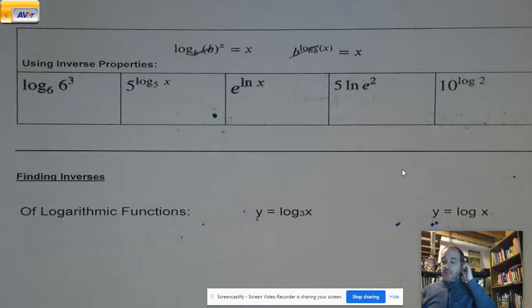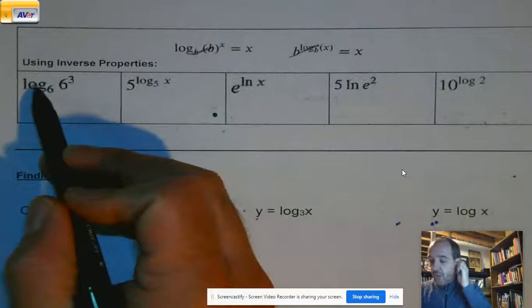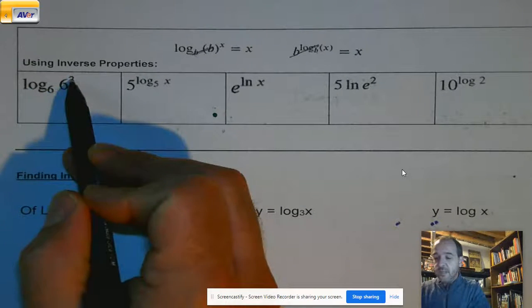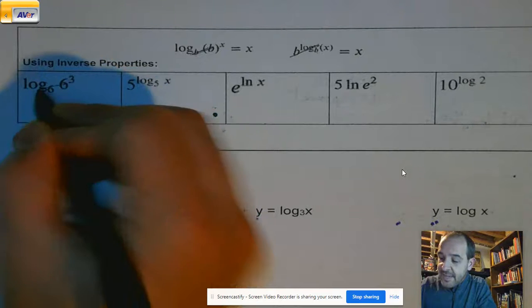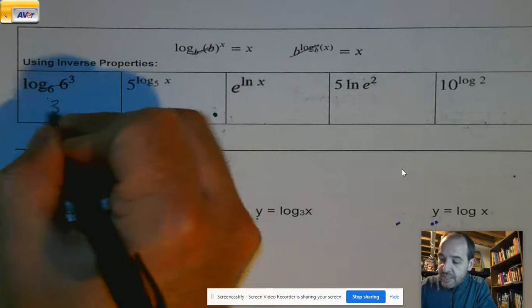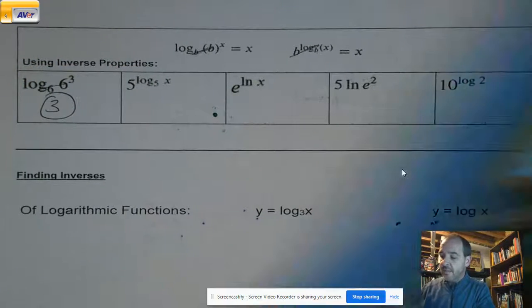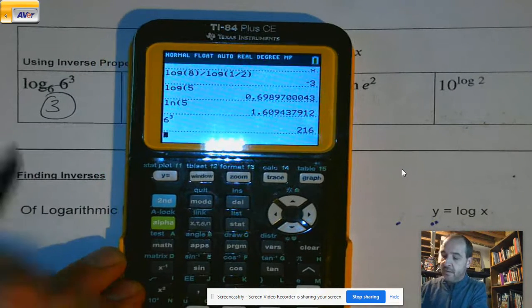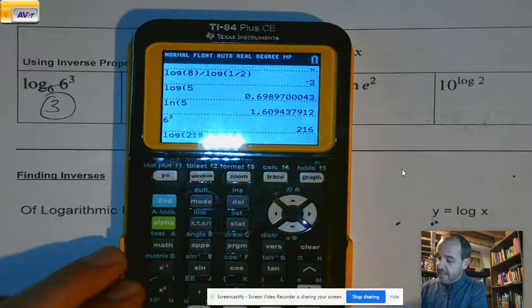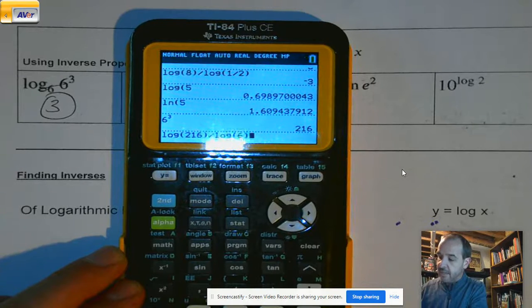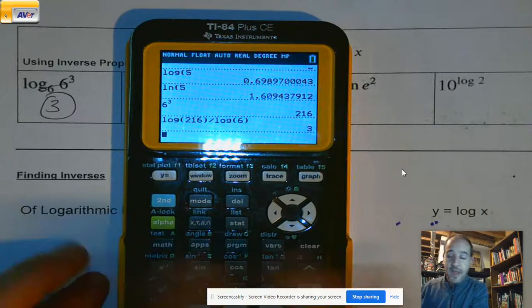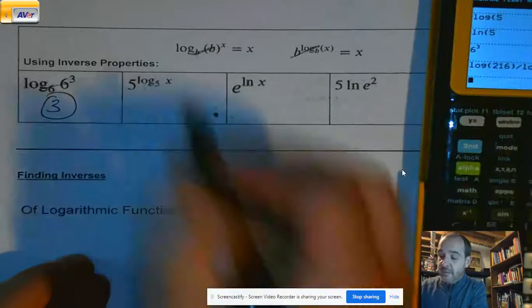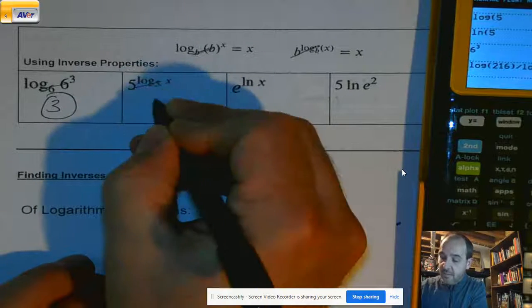They're opposites. So if you ever see something like this where you have log base 6 of 6 cubed, the 6 and the 6 cancel and just leave me with 3. Because, let's say I went to my calculator. What's 6 to the 3rd? It's 216. So it'd be log 216 divided by log 6. 3. Okay, I still have options. 5 and log 5 cancel.